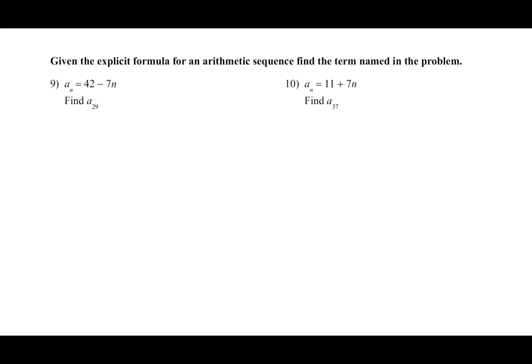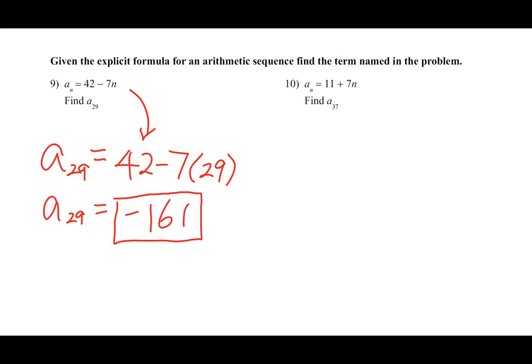Okay, and then this one's too easy. I know it's insulting, but given the explicit formula, you have to find the 29th term, which means your n is 29. So just plug 29 into the n. If you write it out, a sub 29 is equal to 49 minus 7 times 29. The calculator will tell you it's -161. Don't let your kindergarten kids see it, they're going to laugh at you.